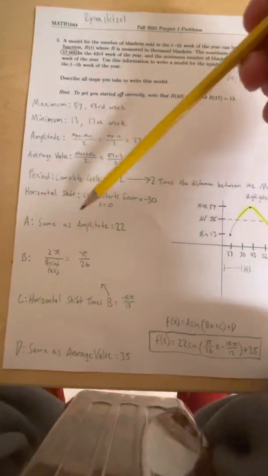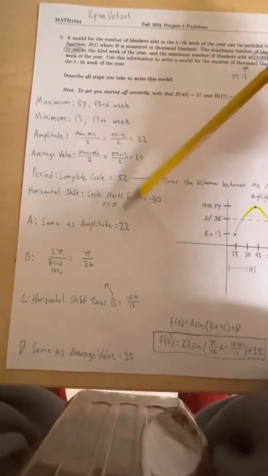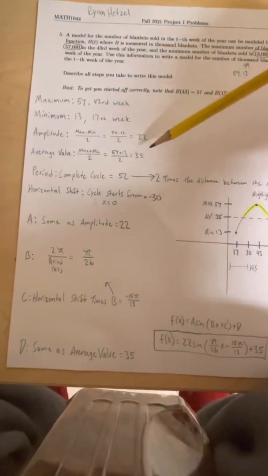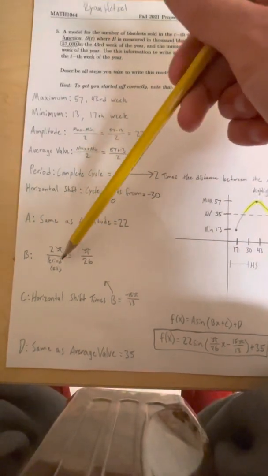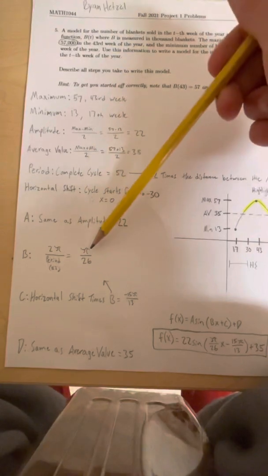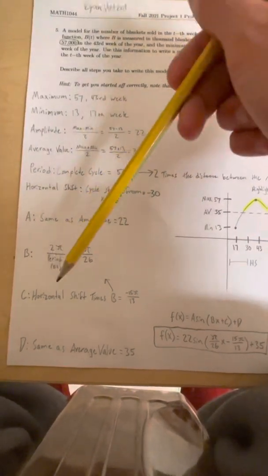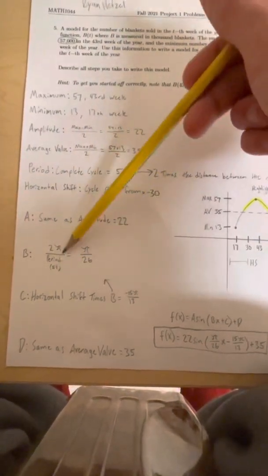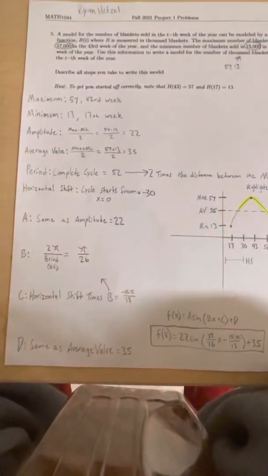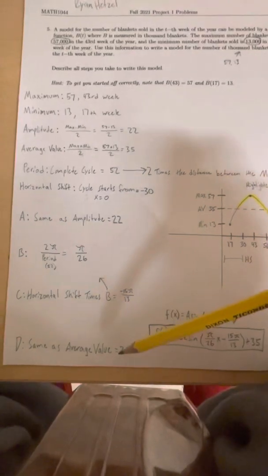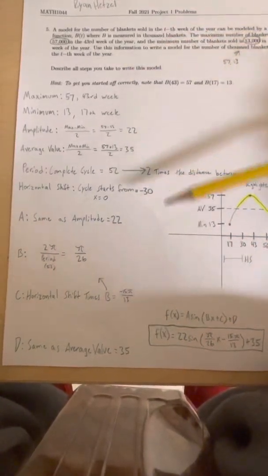So we use all these numbers up top to fill in A, B, C, and D. For A, it's the same as the amplitude, 22, same as up here. For B, it's 2 pi over the period, which is 52, equals pi over 26. For C, it's the horizontal shift times B, which is up here. We get negative 15 pi over 13. And D is the same as the average value up here, 35.